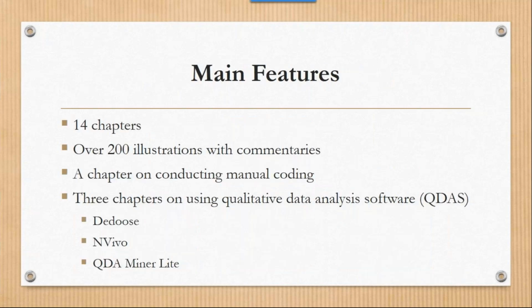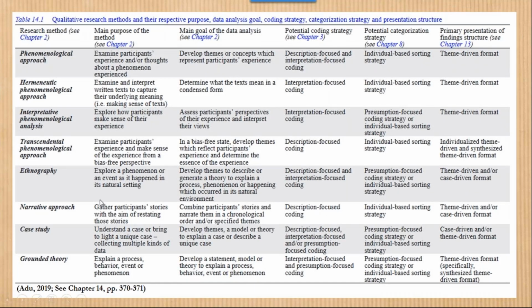So that is all that I have in terms of the features. It has 14 chapters, about 200 illustrations with commentaries, a chapter on conducting manual coding, and 3 chapters using qualitative analysis software. And I talk about using NVivo, Dedoose, and QDA Miner Lite. And in chapter 14, I summarize everything in this table.